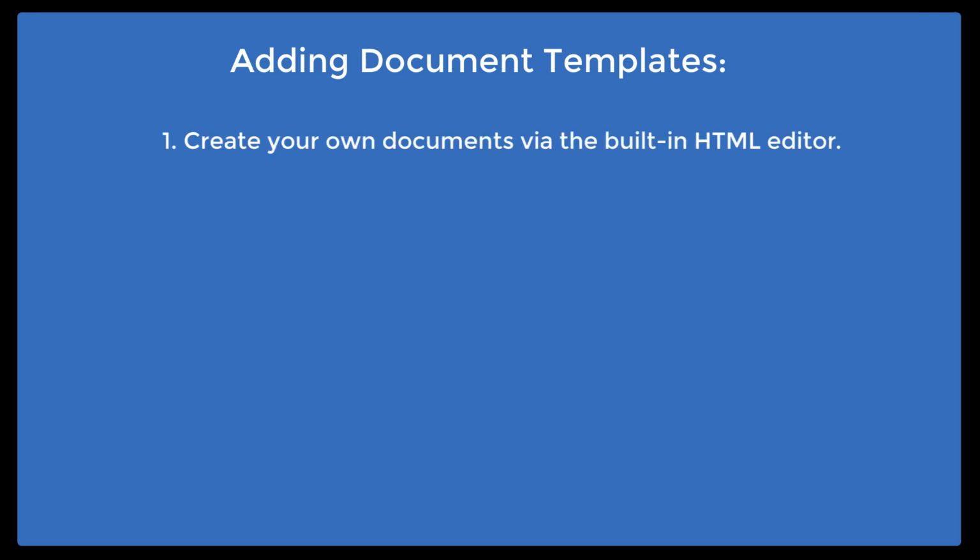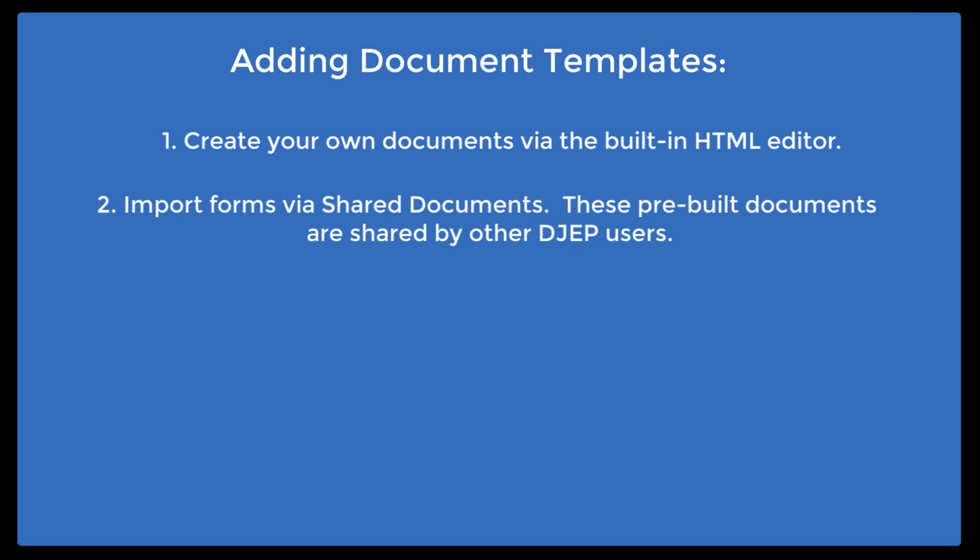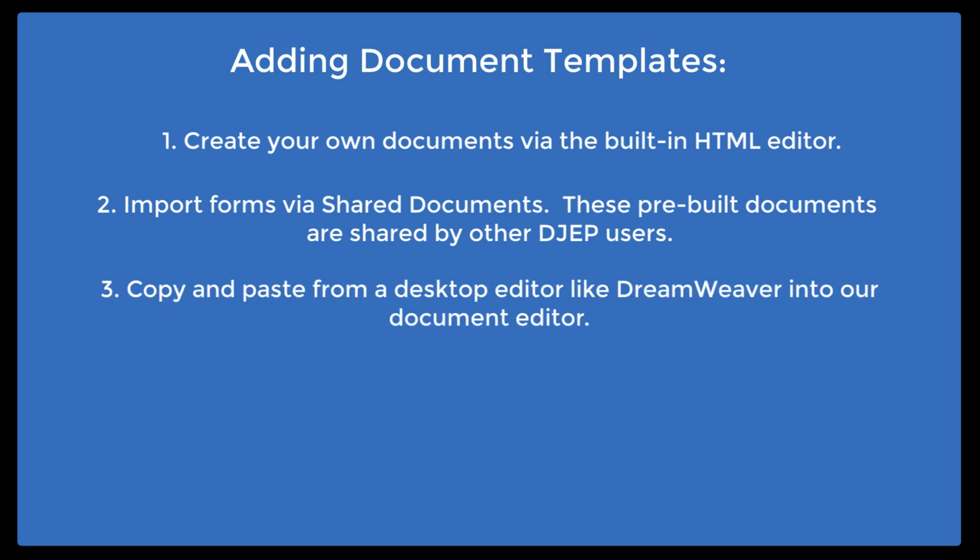DJ Event Planner offers several ways to get your favorite documents into the software. 1. You can create your own documents via the built-in HTML editor. 2. You can import forms via shared documents. These pre-built documents are shared by other DJEP users. 3. You can copy and paste from a desktop editor like Dreamweaver into our document editor.